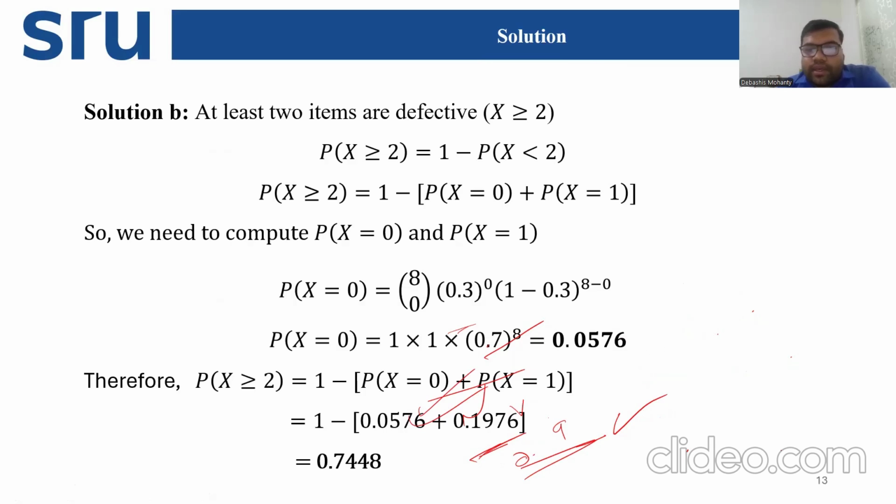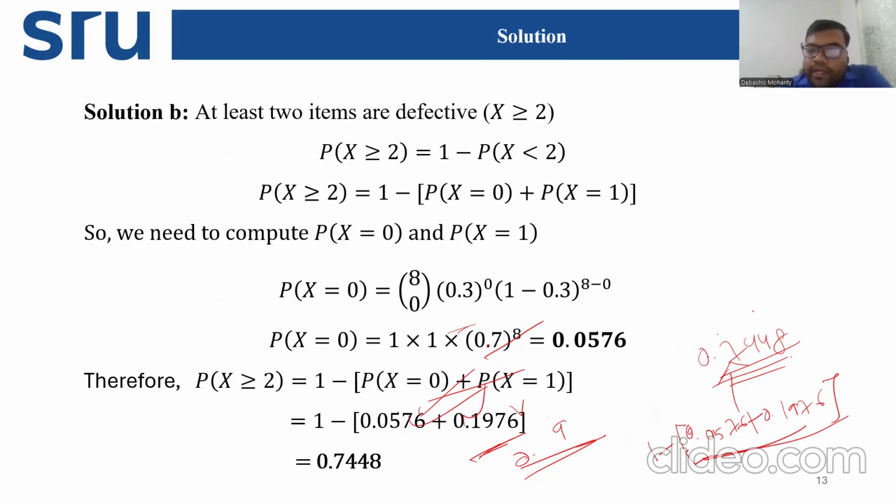The final value means the probability of x greater than or equal to 2. That value we need to calculate. For calculating it, we need to find 1 minus the probability of x equals 0, that is 0.0576, plus the probability of x equals 1, 0.1976. Okay, students. Now this value is equal to 0.7448.